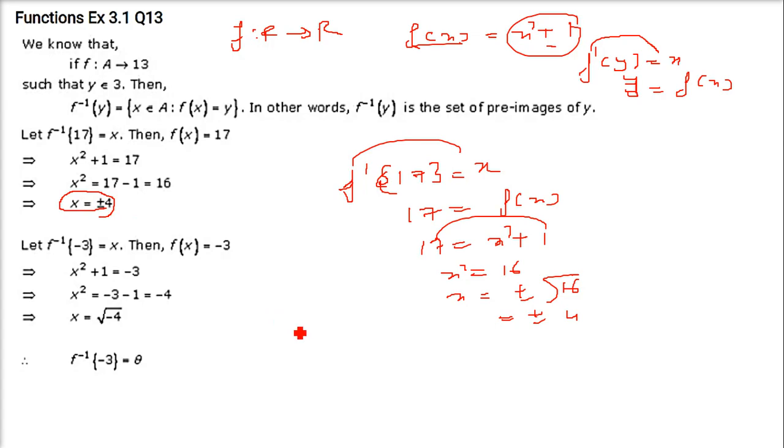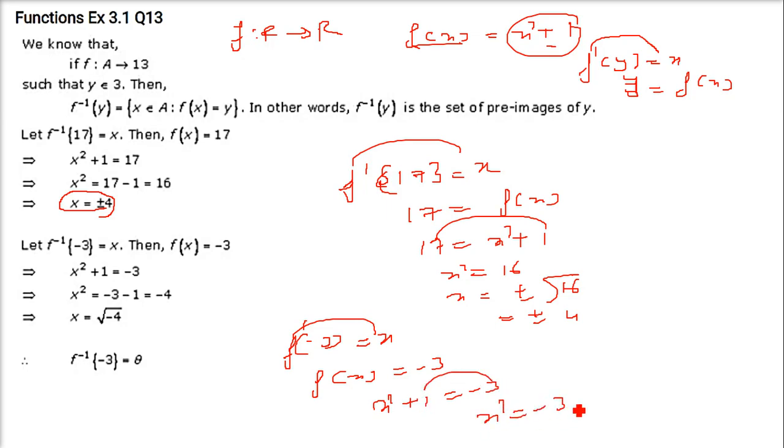Using the same logic, f inverse of minus 3 equals x. So f(x) becomes minus 3. f(x) is x square plus 1, so 1 goes across, and x square will be equal to minus 3 minus 1. It is going to be x square equal to minus 4. But there cannot be any square which gives you a negative number. So f inverse of minus 3 will give you nothing. So it is empty. You just write empty.